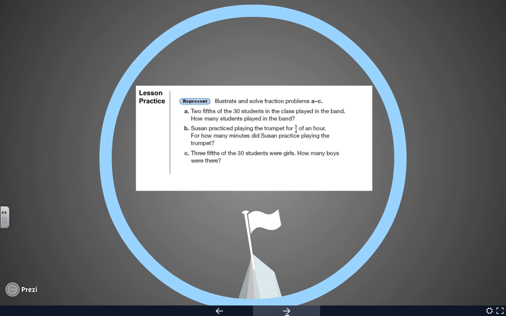Now here's a lesson practice. There's only 3 questions today. Illustrate and solve fraction problems from A through C. 2/5 of 30 students in the class played in the band. How many students played in the band?